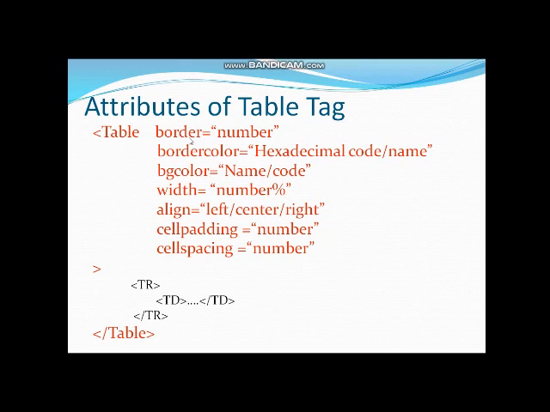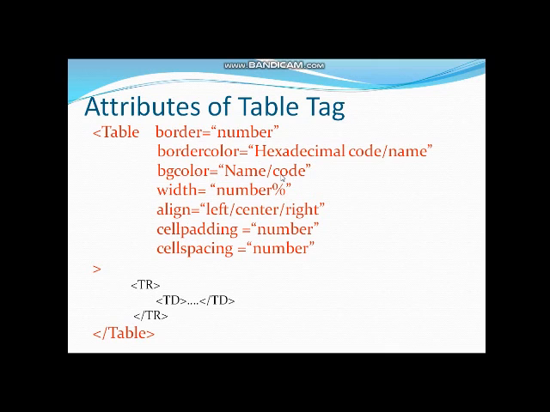These are the attributes. Attribute means the properties of your table tag which are used with the table. You cannot use border alone. You have to use it with table only. Okay, then the border color. Border color, you can write hexadecimal code or the name of the color. Okay, then the BG color, you have to write the name of the color or the code of the color.